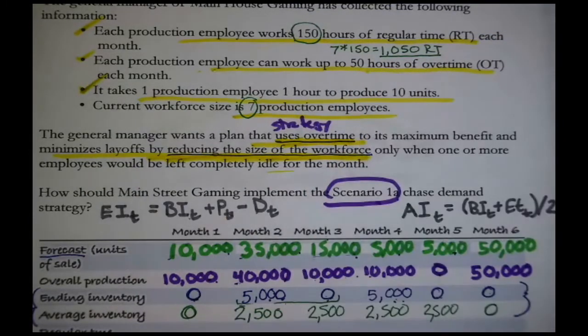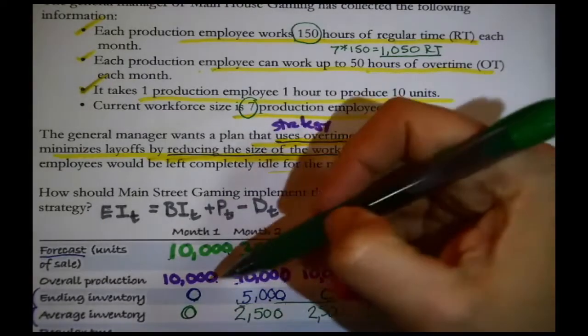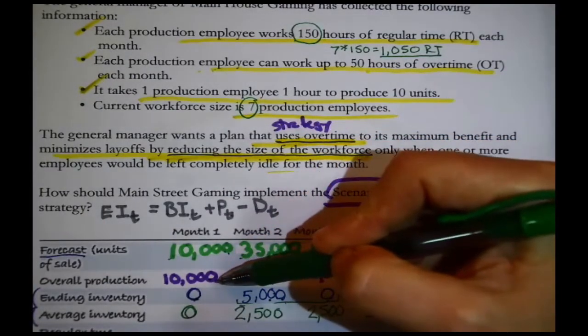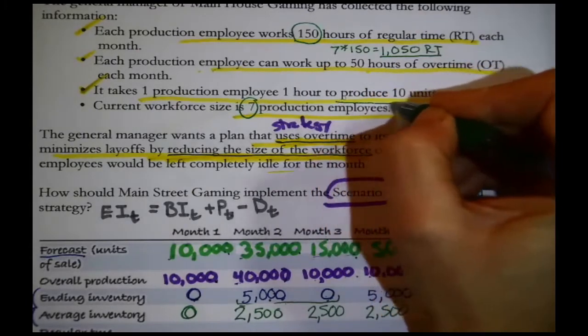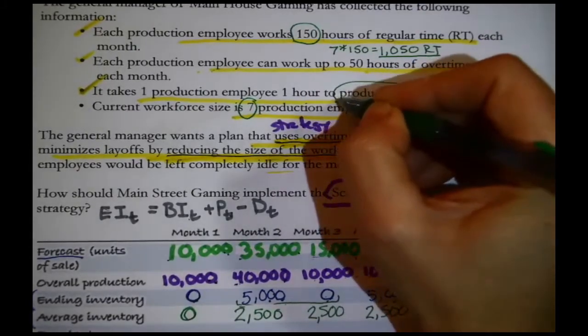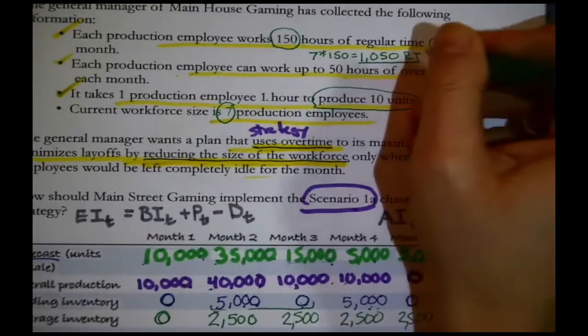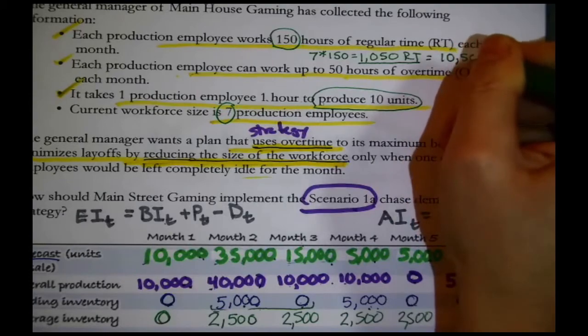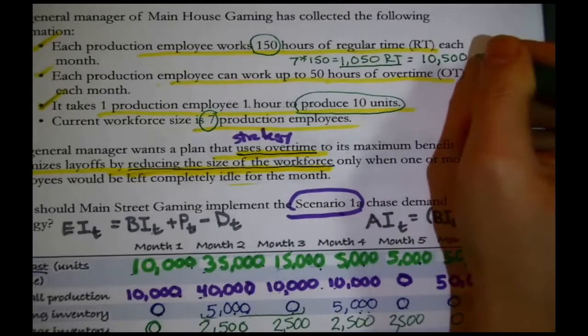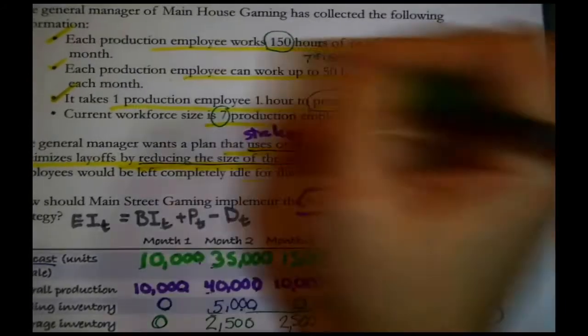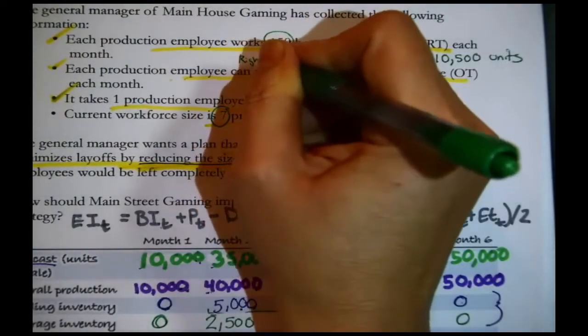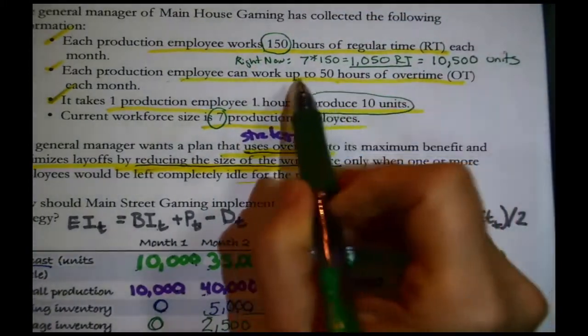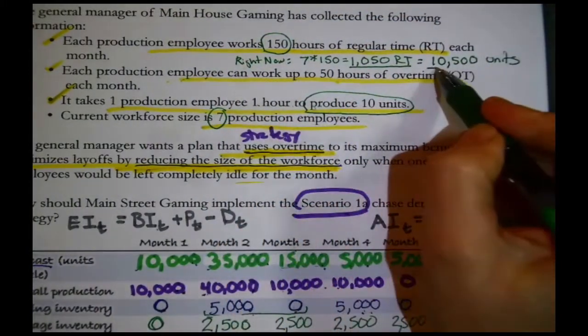And I haven't written anything here yet because I haven't decided anything yet. Now, that's not the same thing as the number of units, because we were talking about, do we have enough people right now for 10,000 units? Oh, I knew I was going to need this. 1 hour to produce 10 units. That's telling me that right now I have enough people to produce, I'm just multiplying that times 10 units. This is right now my essentially regular time capacity. I could produce 10,500 units.